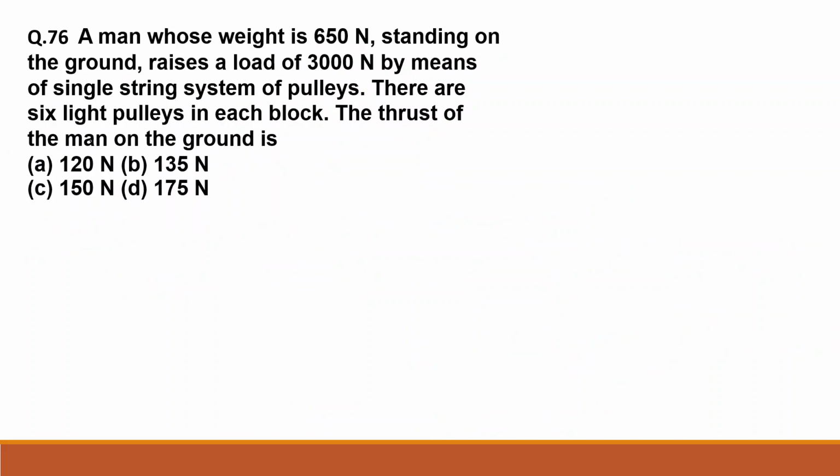Moving to the next question. Question number 76 on the screen. A man whose weight is 650 Newton, standing on the ground, raises a load of 3000 Newton by means of a single string system of pulleys. There are 6 light pulleys in each block. The thrust of the man on the ground is? This one also is a very simple question asked in the GATE exam.